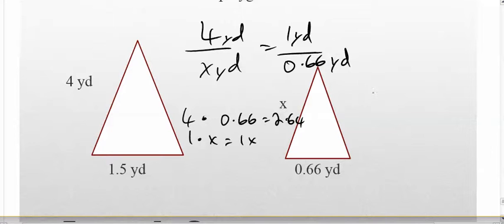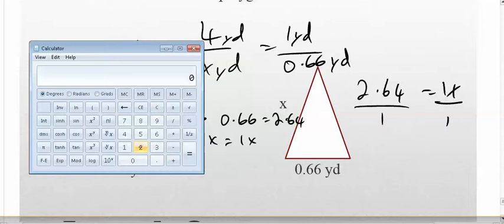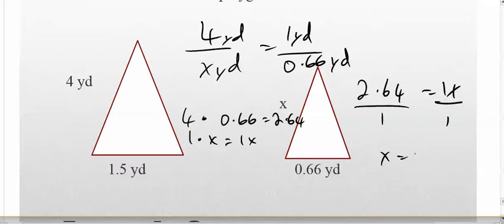So then that equals 2.64 equals 1x, and then you divide it. If you honestly can't figure that out, then divide it just to double check, and that's the same thing. So x equals 2.64 yards.